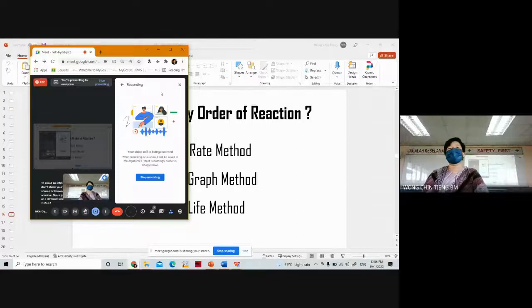Before cuti kamu setengah jam kot. Semua all the way from integrated rate law, half-life, initial rate method yang kita nak belajar hari ini. Okay?